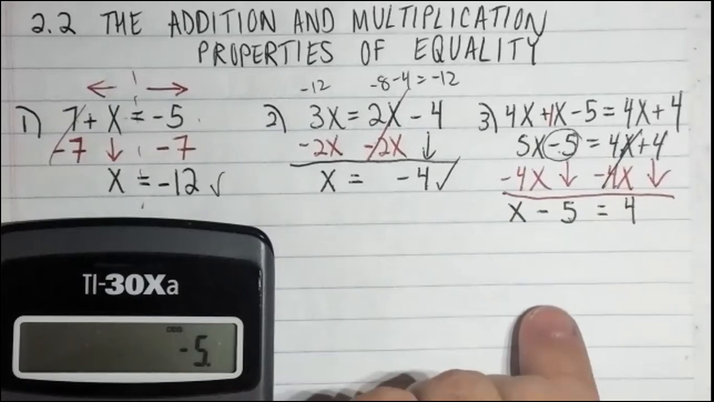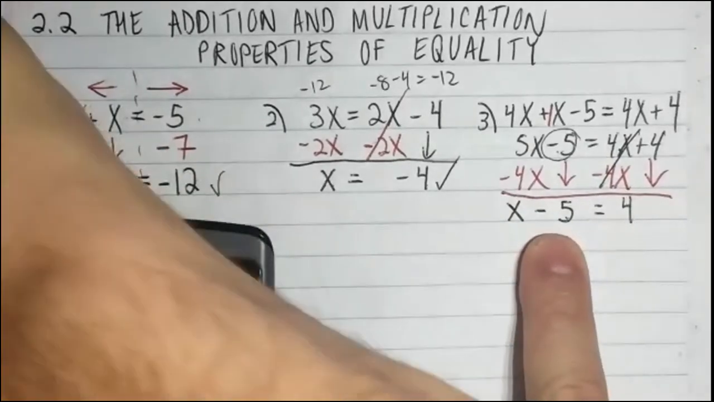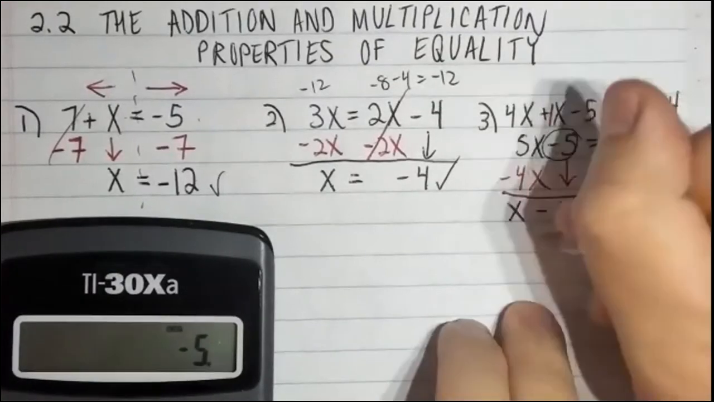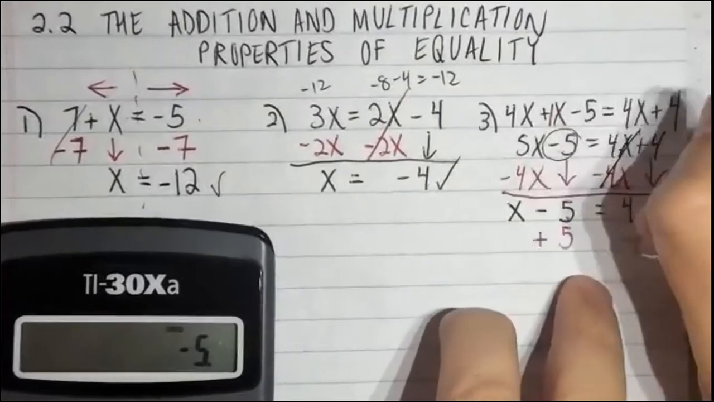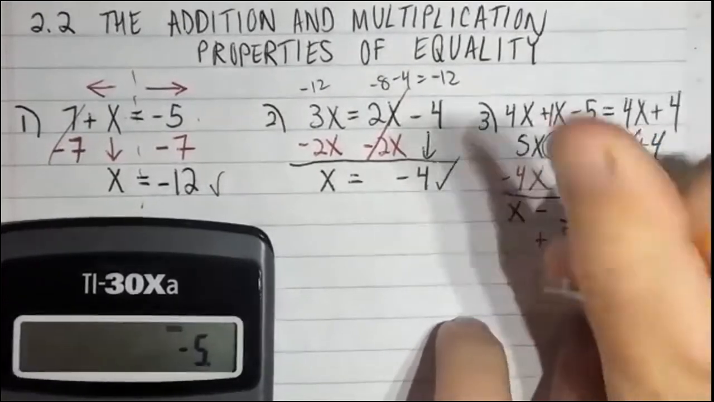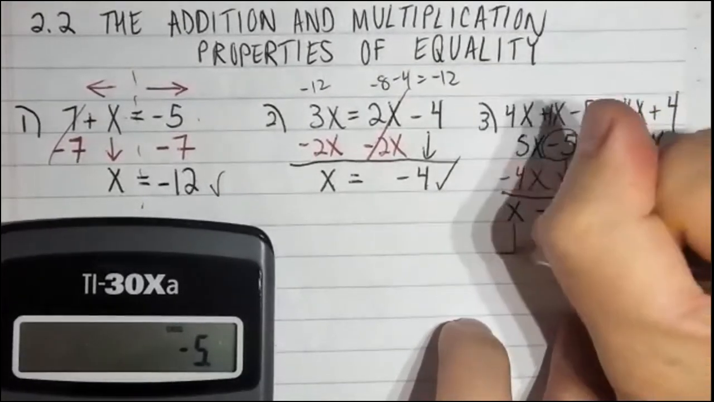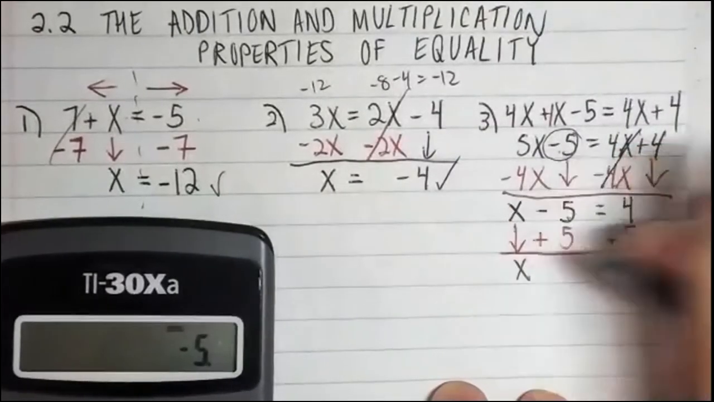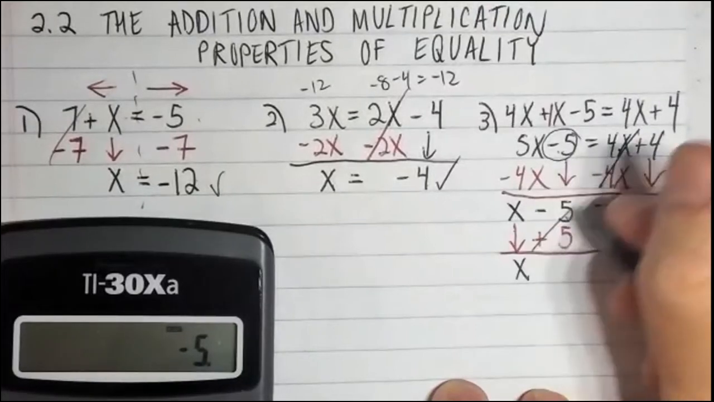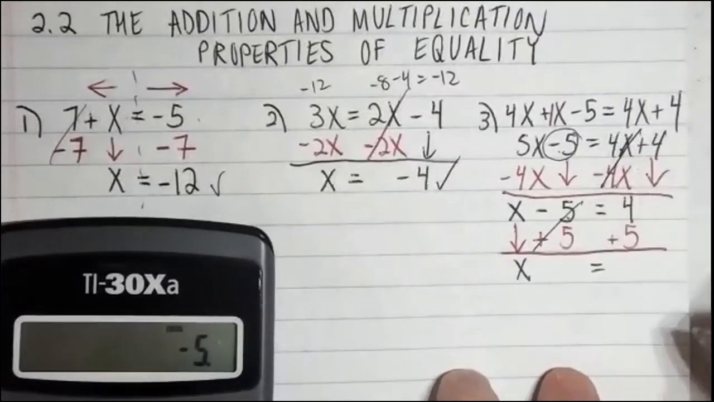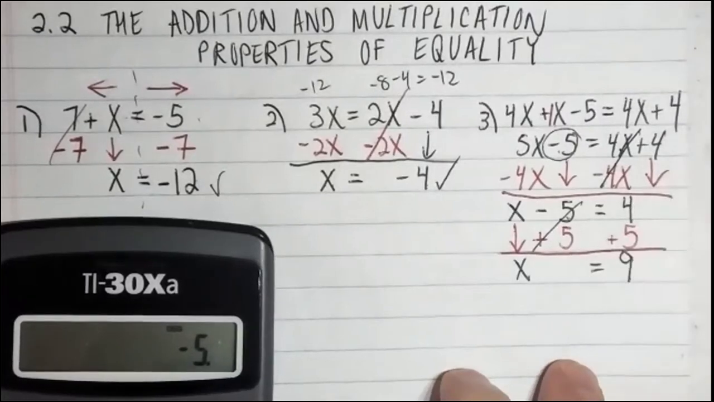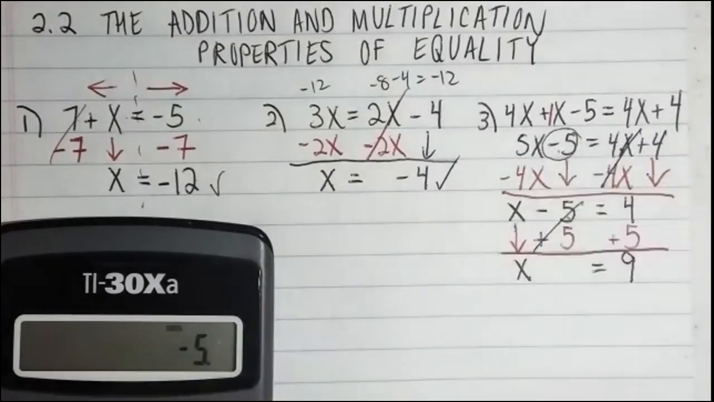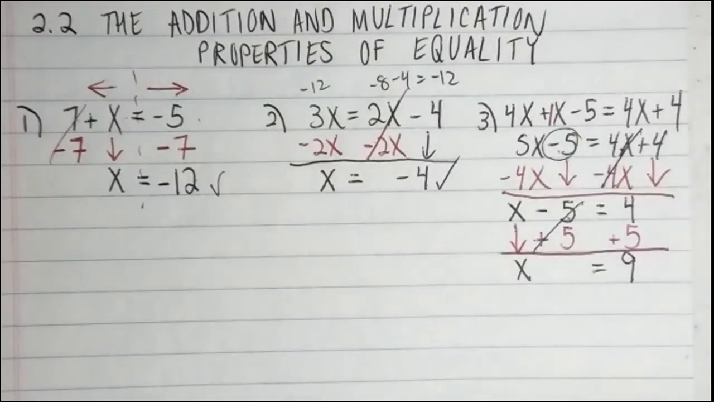I just have one step left. I've got to get rid of that minus 5. So the inverse operation, or the opposite of minus 5, would be plus 5. Again, whatever you do to one side, you must do to the other side. My x comes down. These 5s cancel. And 4 plus 5 would give me 9. A little more complicated check, but it's still possible if you wanted to do that.